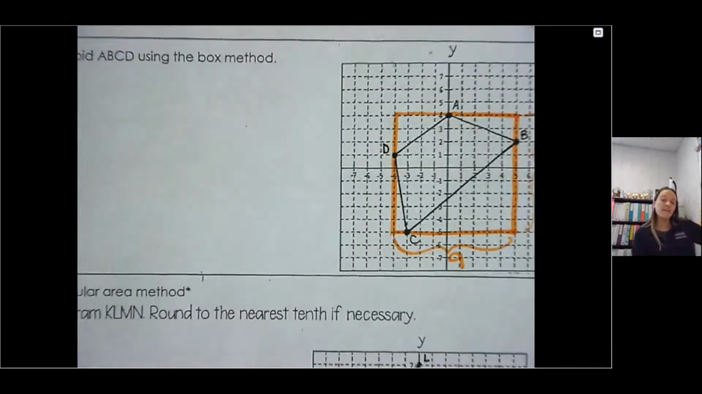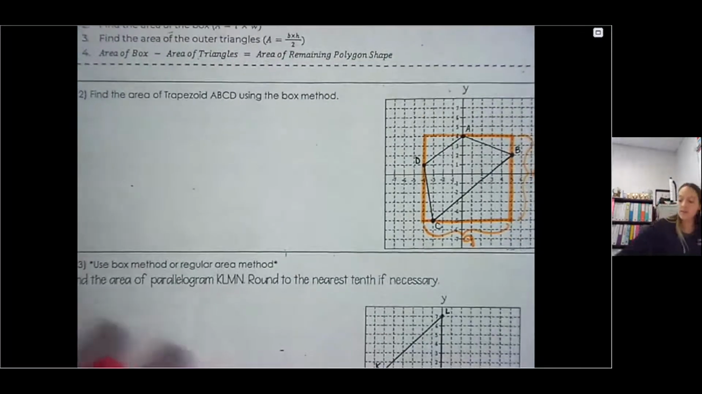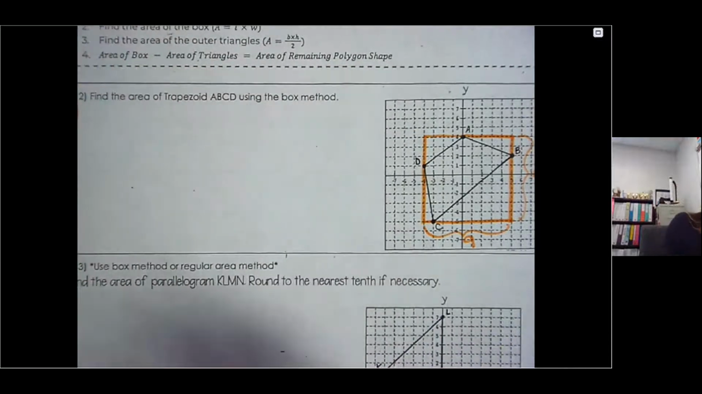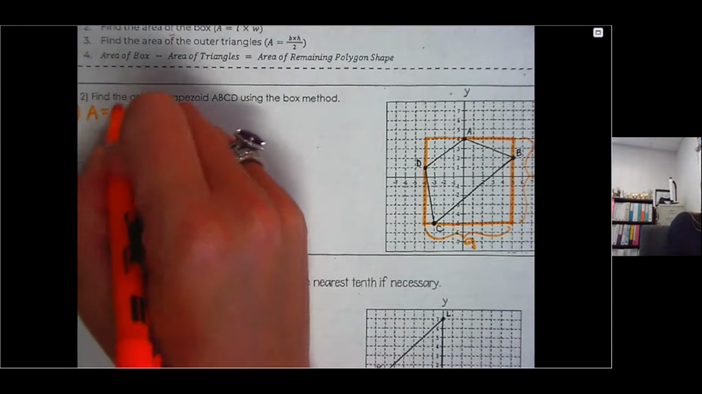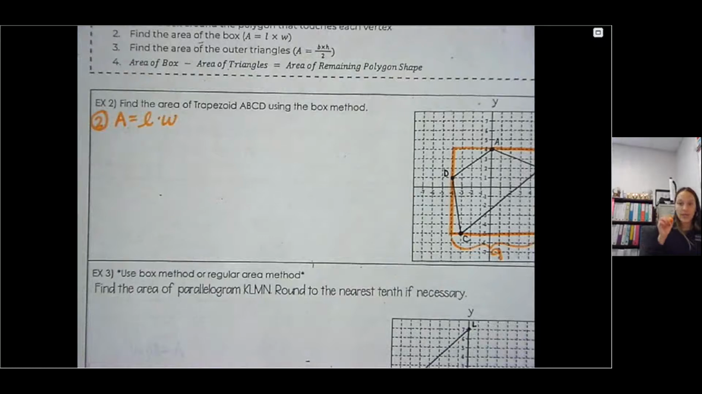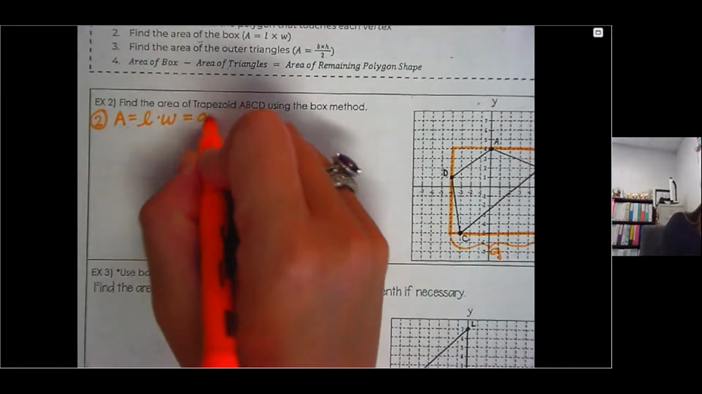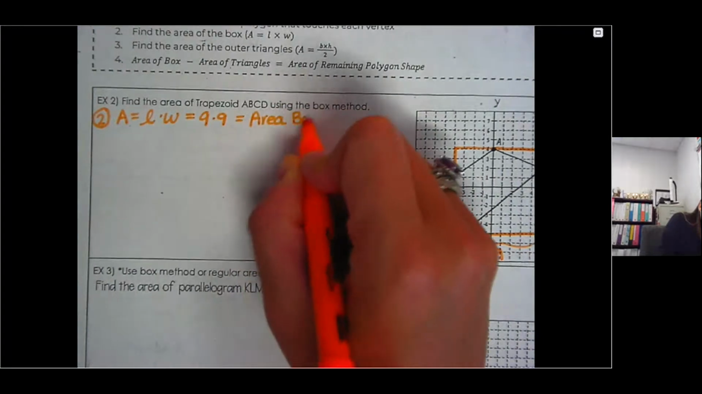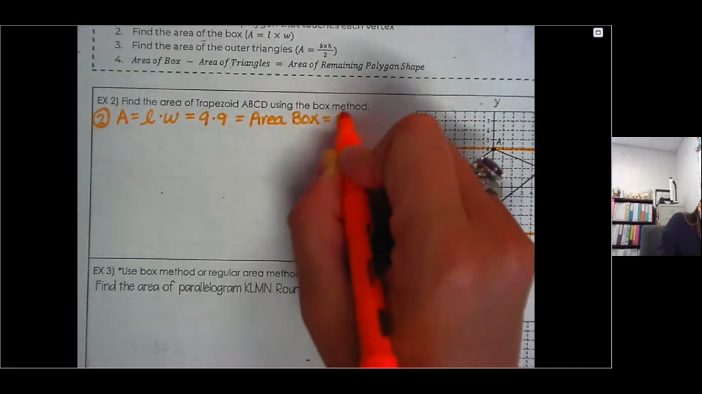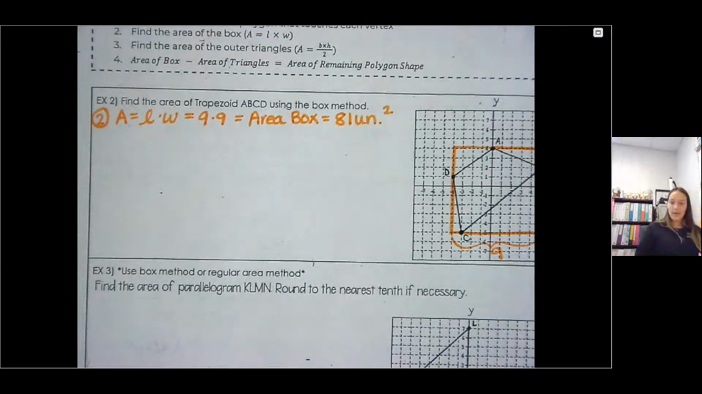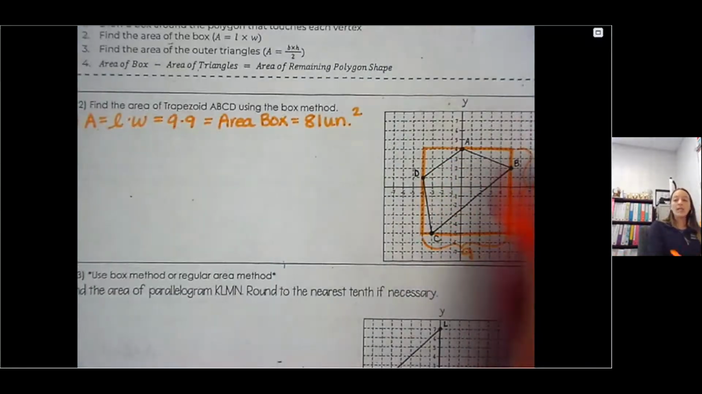So to find the full area of the box, this was step 2. Okay, so the area of the box is length times width. And we said our length and width were 9 and 9. So 9 times 9. My area of the box is 81 units, and because it's area, it's squared. Okay, great. So now we figured out this whole entire thing.